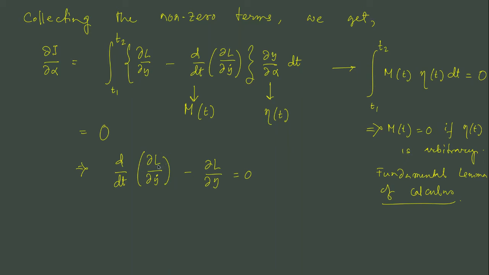Now, if that happens, that means m is 0 for all time, and that gives us a condition on L that ddt of del L del y dot minus del L del y must be equal to 0, but this is nothing but Lagrange's equation. When we get it this way, this is also called the Euler-Lagrange equation. So, both the terms are used interchangeably.